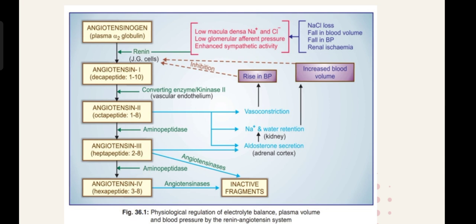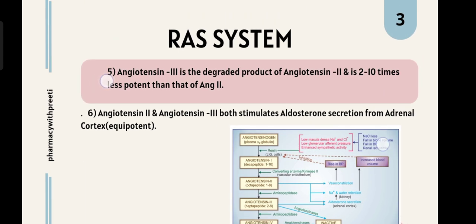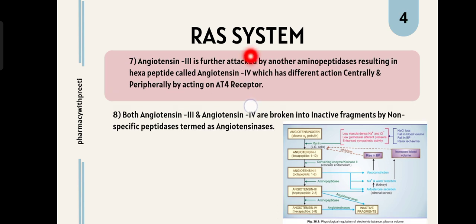Angiotensin 4 has a different action both centrally and peripherally, by acting on the AT4 receptors. Further, angiotensin 4 and some part of angiotensin 3 are broken down into inactive fragments by a peptidase named angiotensinase.